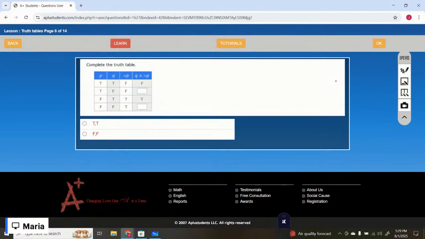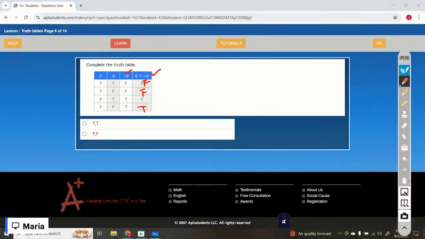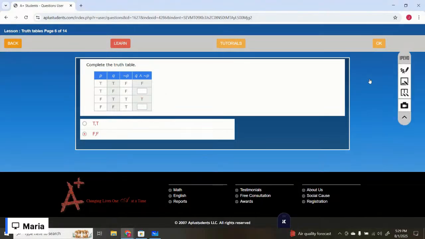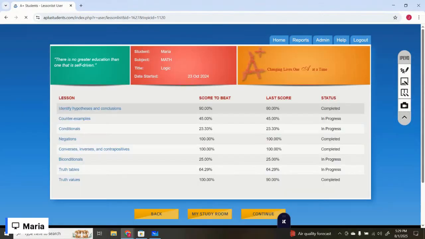Complete the truth table. Q and negation of P. True, false, false, false, false, and false, true, false. Option number two is the correct option. They both are false. Okay, you can complete the lesson by yourself later today. Let me just move to the next lesson.